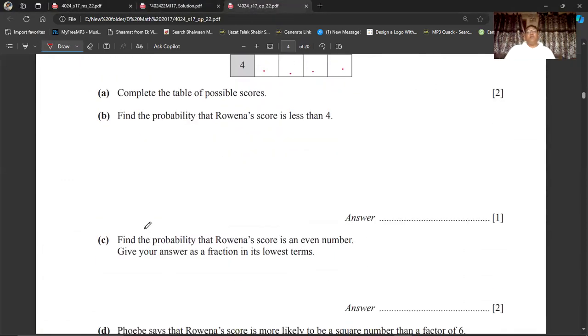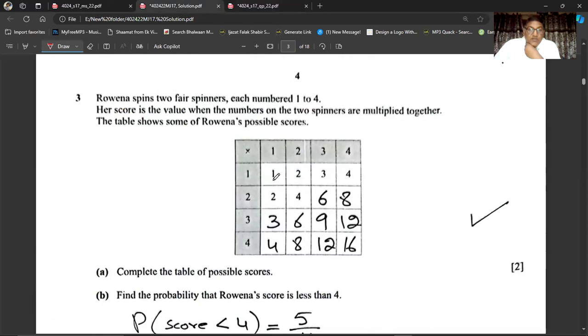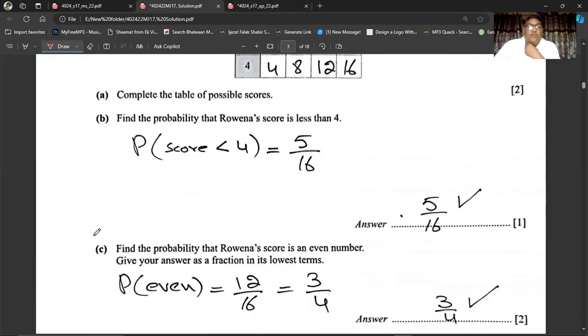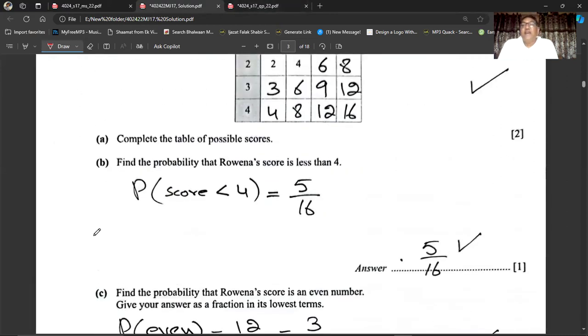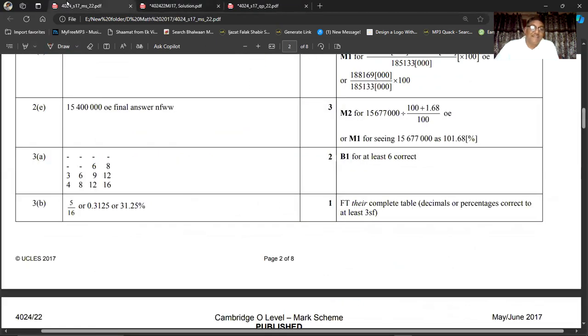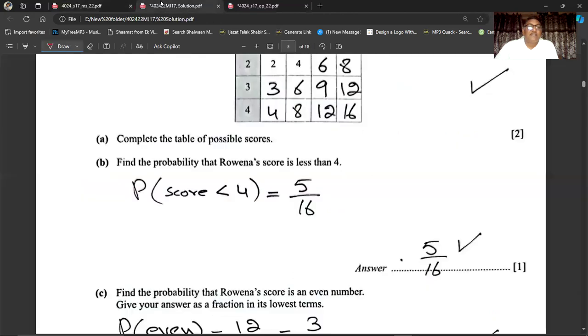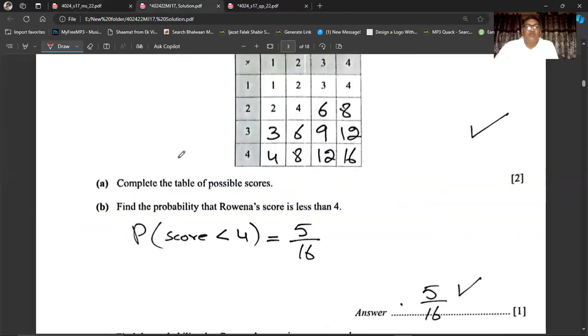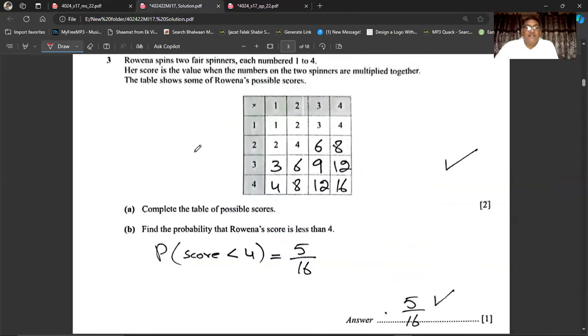He says find the probability that Ravina's score is less than 4. Ravina's score is less than 4: 1, 2, 3, 4, 5. So 5 out of 16. So the probability of her score to be less than 4 is 5 by 16. Total outcomes are 16. So out of them, 5 times this happened, her score was less than 4. So it will be 5 by 16. Our answer is right. You can look at the marking scheme. This is how I have counted and decided.